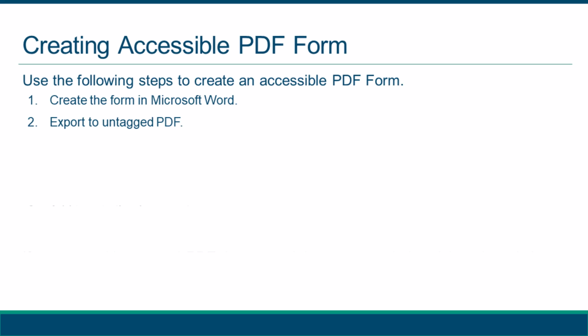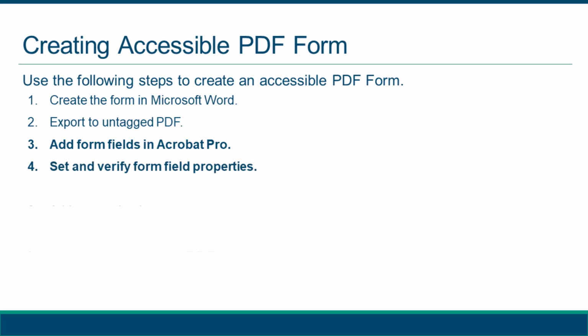If you do have the Word version, it is much easier to make it accessible in Word first before going into the PDF. We're not going to go over any of that part. The next, you'll add forms in Acrobat Pro, set and verify form field properties, and then check the form field tab order. These are the 3 things we're going to talk about today.